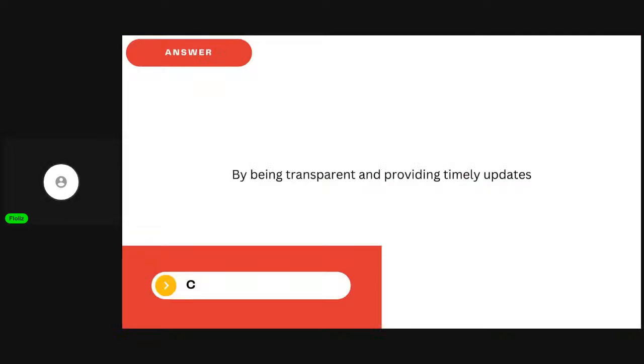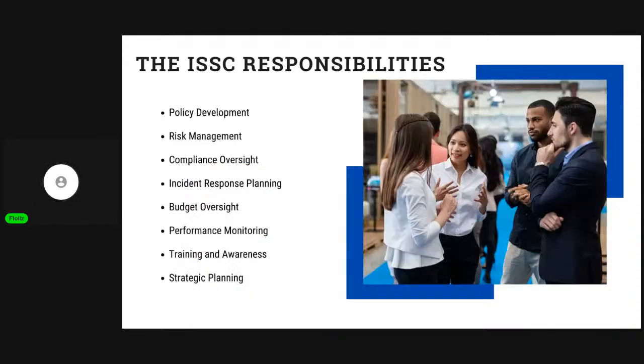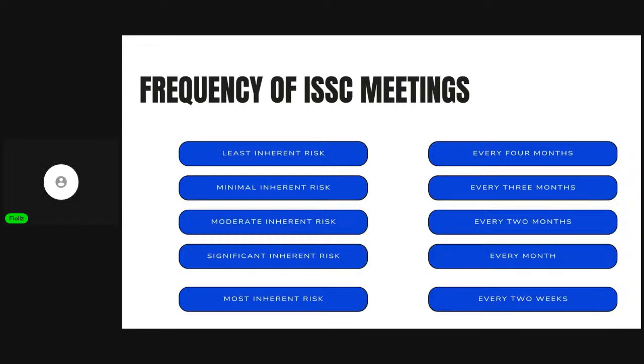So when you want to have your meetings, you should make your meetings in a way that it is in line with what you do. So an organization that is highly exposed to risk cannot wait for every 4 months to have an information security steering committee, because it will put that organization at risk. Whereas an organization that is not really exposed to risk can decide to wait for 6 months or 4 months before they have their meeting.